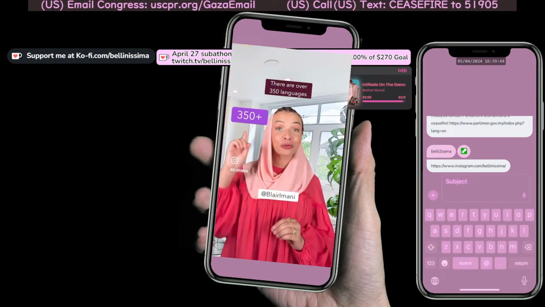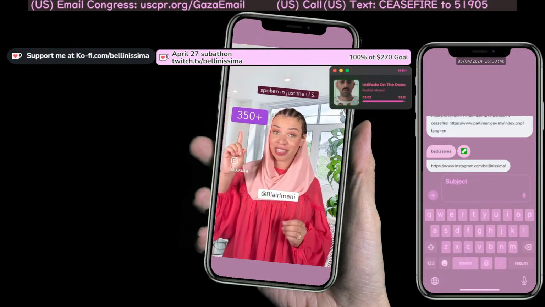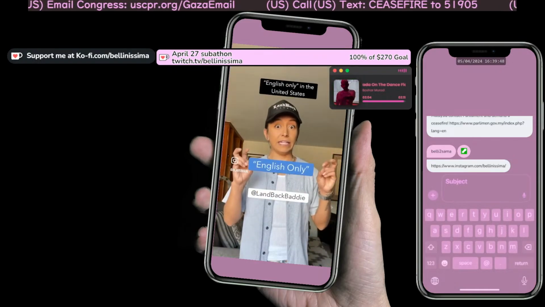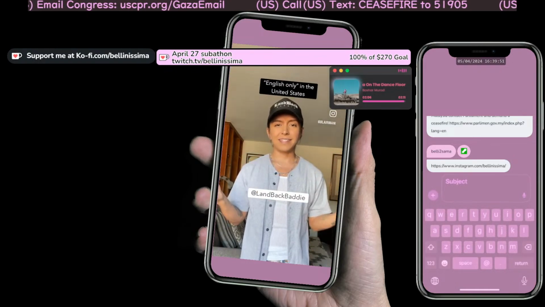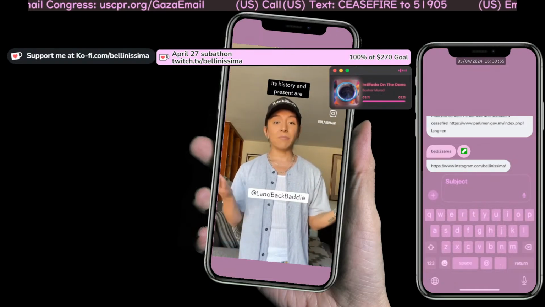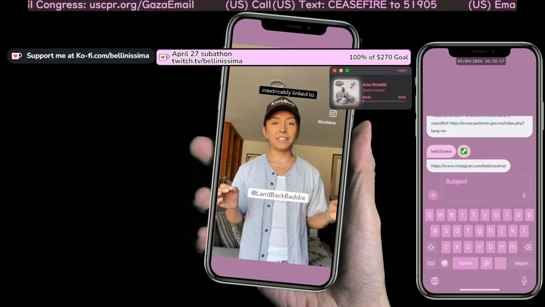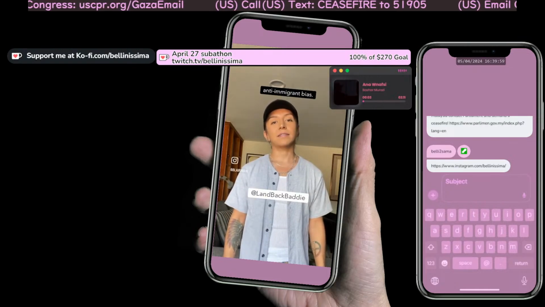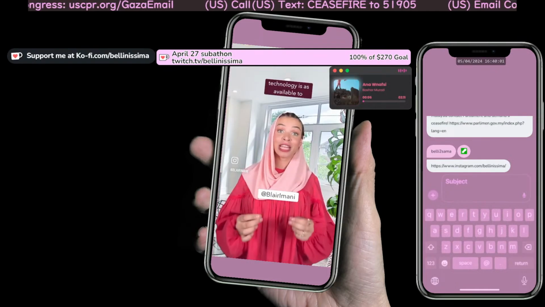What we now know as the U.S. is entirely made up of stolen land and broken treaties. The indigenous people of this land spoke countless different languages, but none of them were English. There are over 350 languages spoken in the US. The movement for English only in the United States didn't begin until 1907, yet its history and present are inextricably linked to anti-immigrant bias. Today, translation technology is available to you, as in this video.